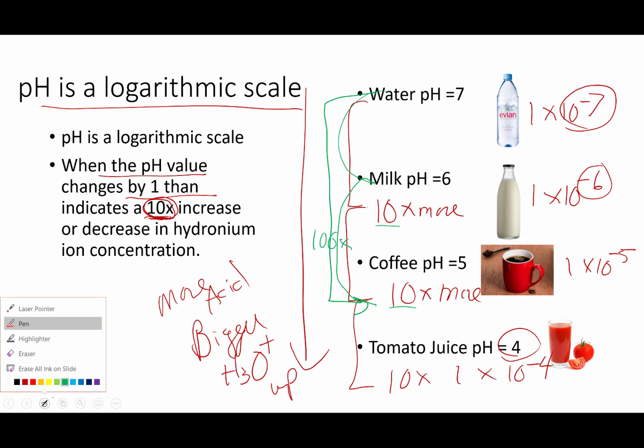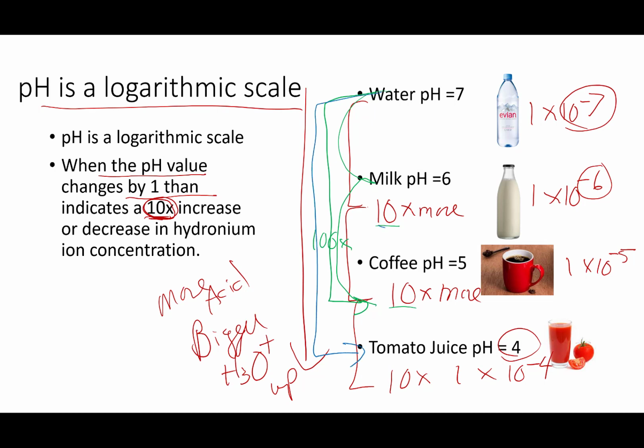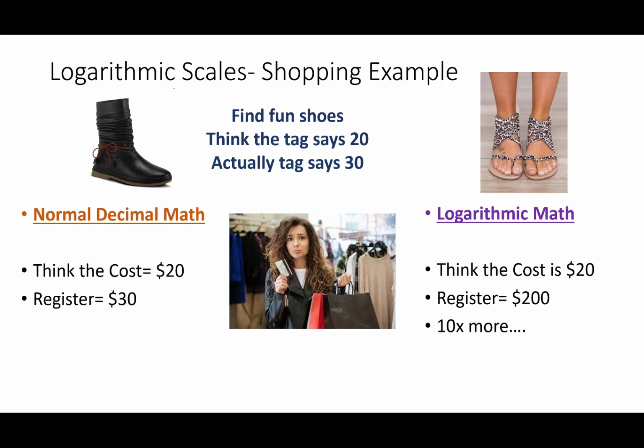But if we make another jump, let's say we go water to tomato juice, that's going to be 10 times 10 times 10. 10 times 10 is 100, times 10 is 1,000. So water down to tomato juice, the difference is 1,000 times more acidic the tomato juice is than pure water. Logarithmic scales are weird and crazy things, and they're very hard for us to wrap our heads around because of the fact that we don't use them often.